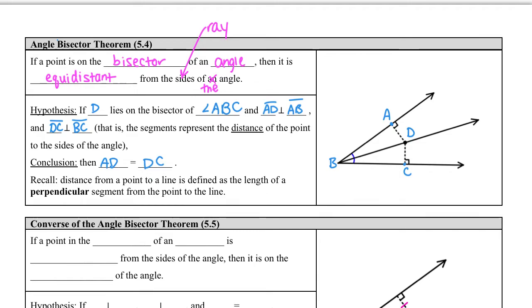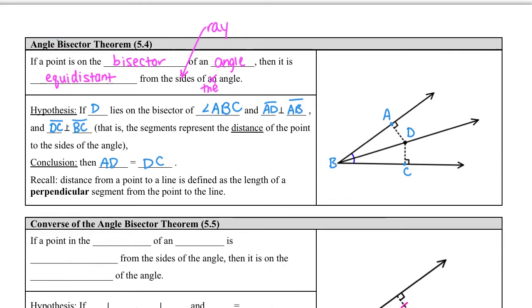Now, in a proof, I probably would want to call this CD, because in order to prove this, again, surprise, surprise, we're going to use congruent triangles. So I would want to call that a CD instead. But for now, that's fine. And then I'm just, again, reminding you, recall distance from a point to a line is defined as the length of a perpendicular segment from the point to the line. So there has to be that right angle mark.